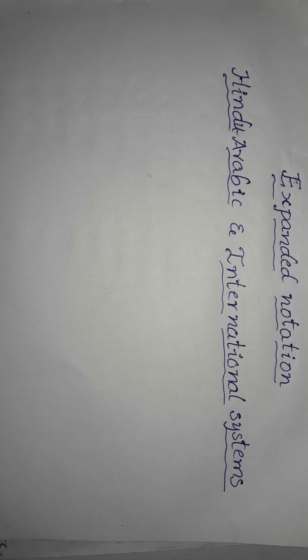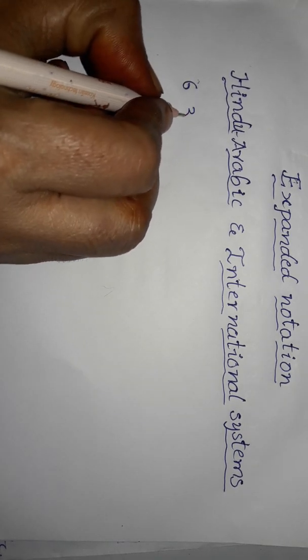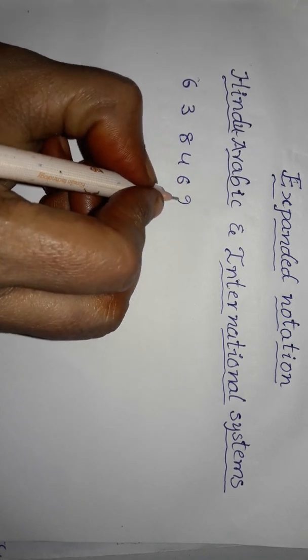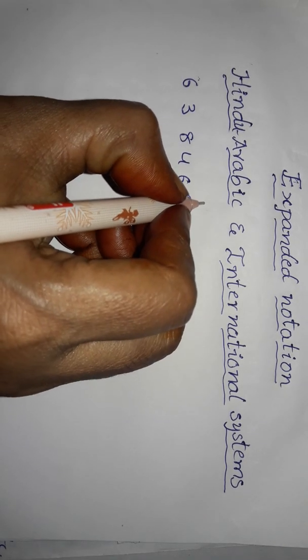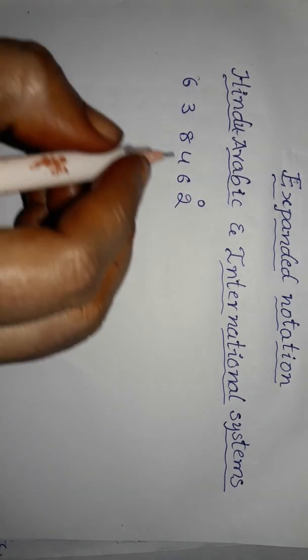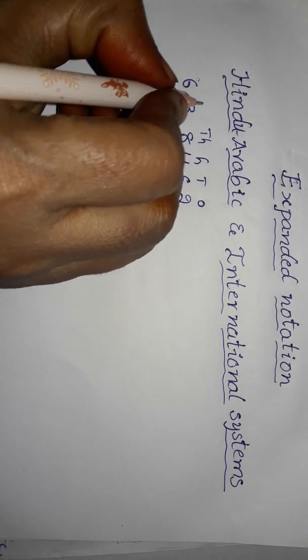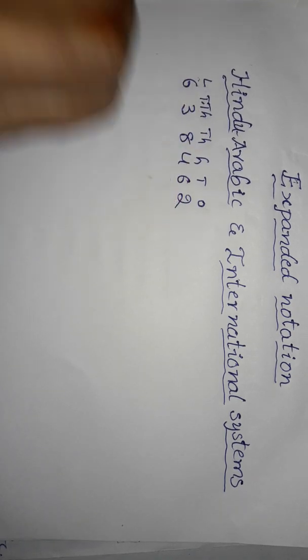See, I will explain some examples here. I am writing a number here. This is the number. First we have to write the places here. Ones place, tens place, hundreds place, thousands place, 10,000s place and lakhs place.